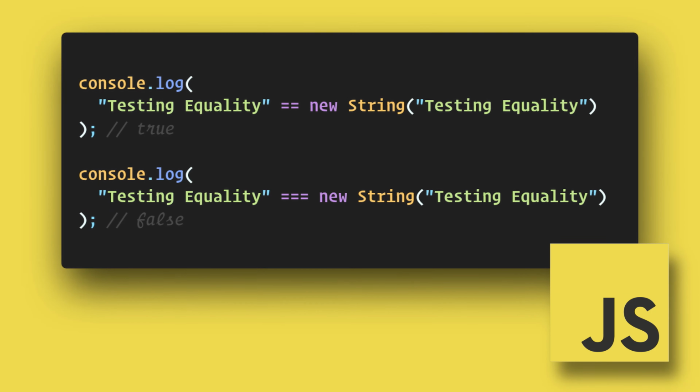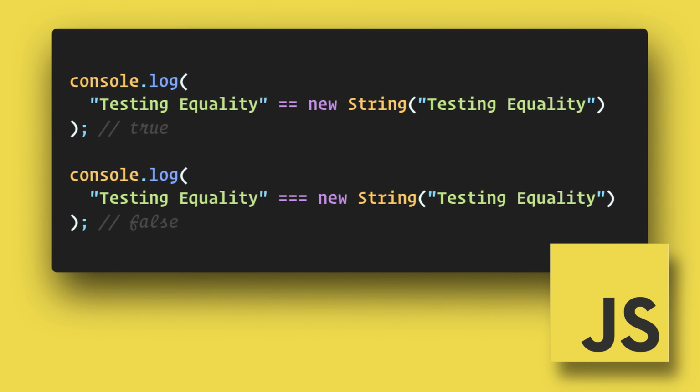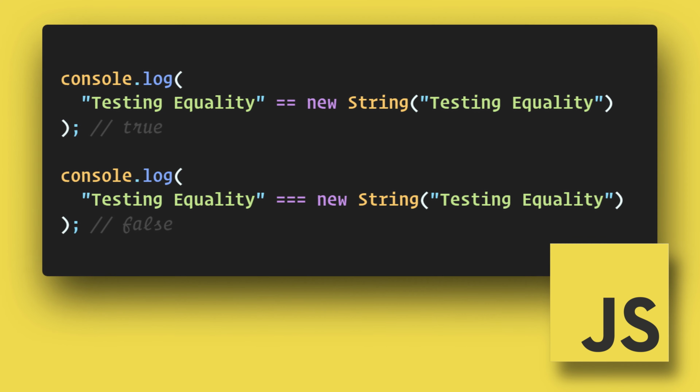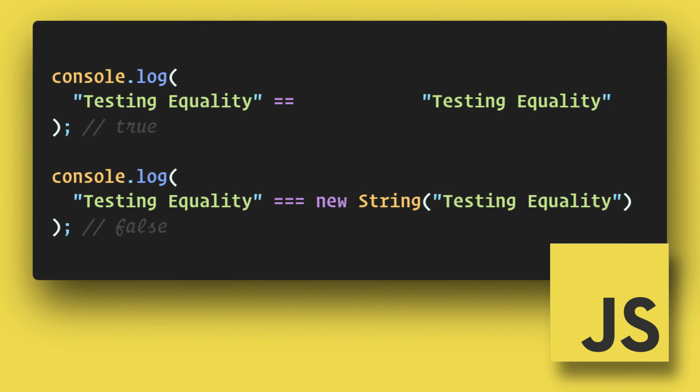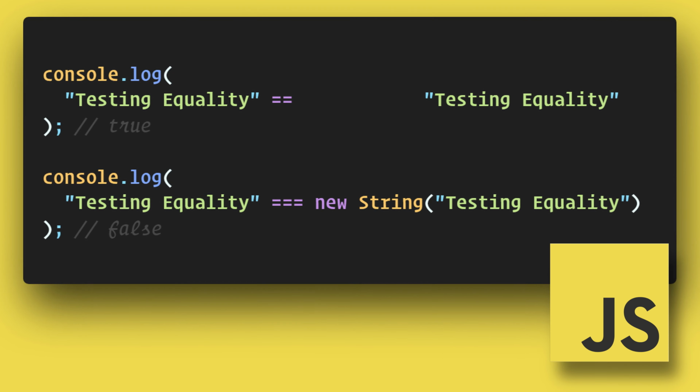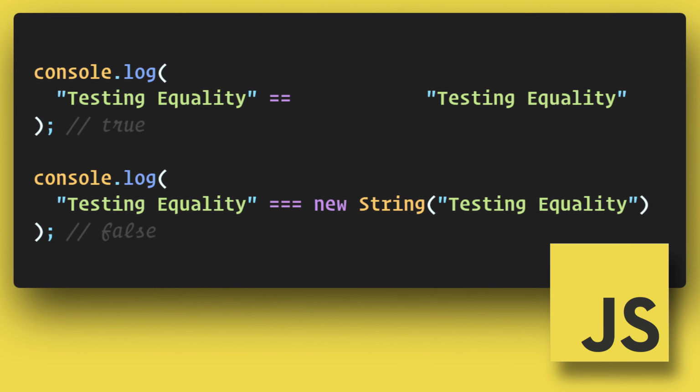One last example that is interesting is comparing a string literal to an object literal. With the double equal, the object literal is being converted into a string literal, and with the triple equal, it fails because the data types do not match.